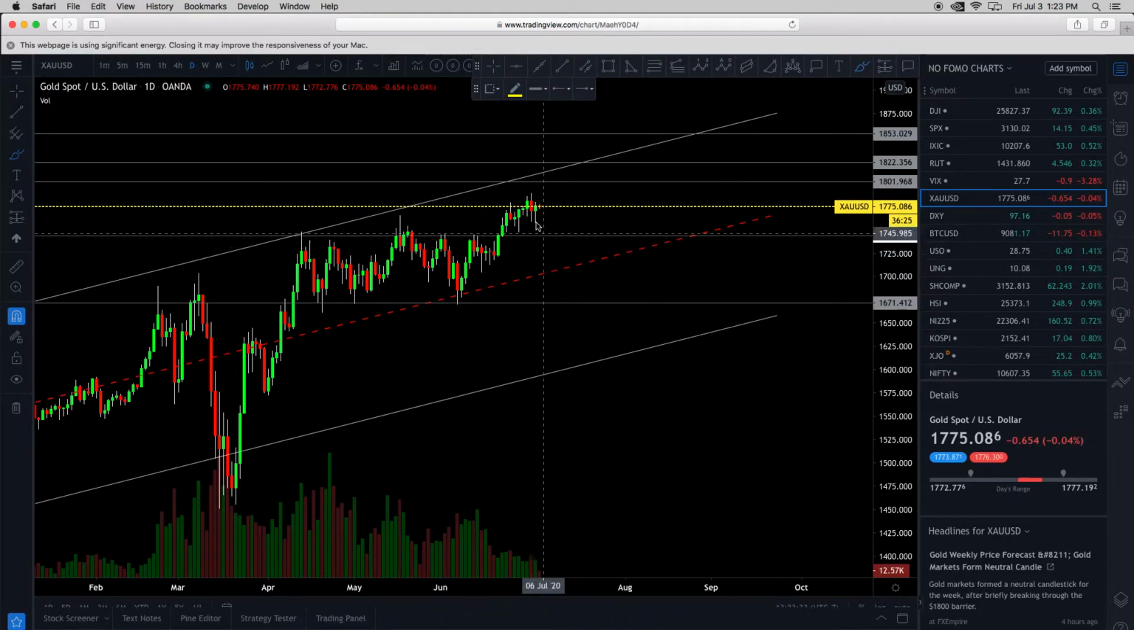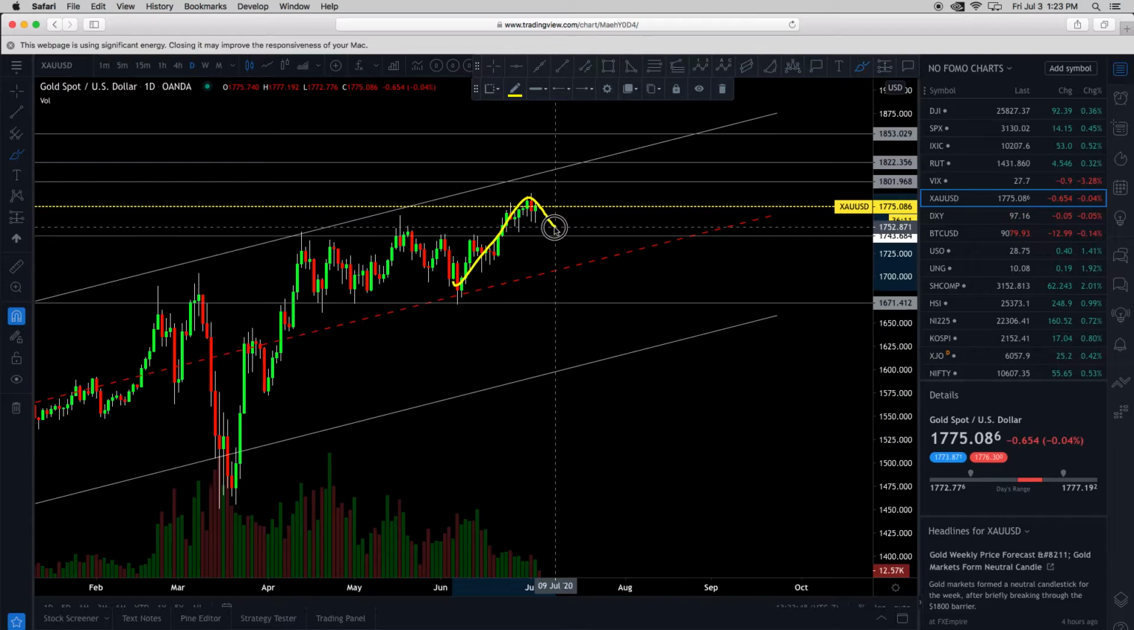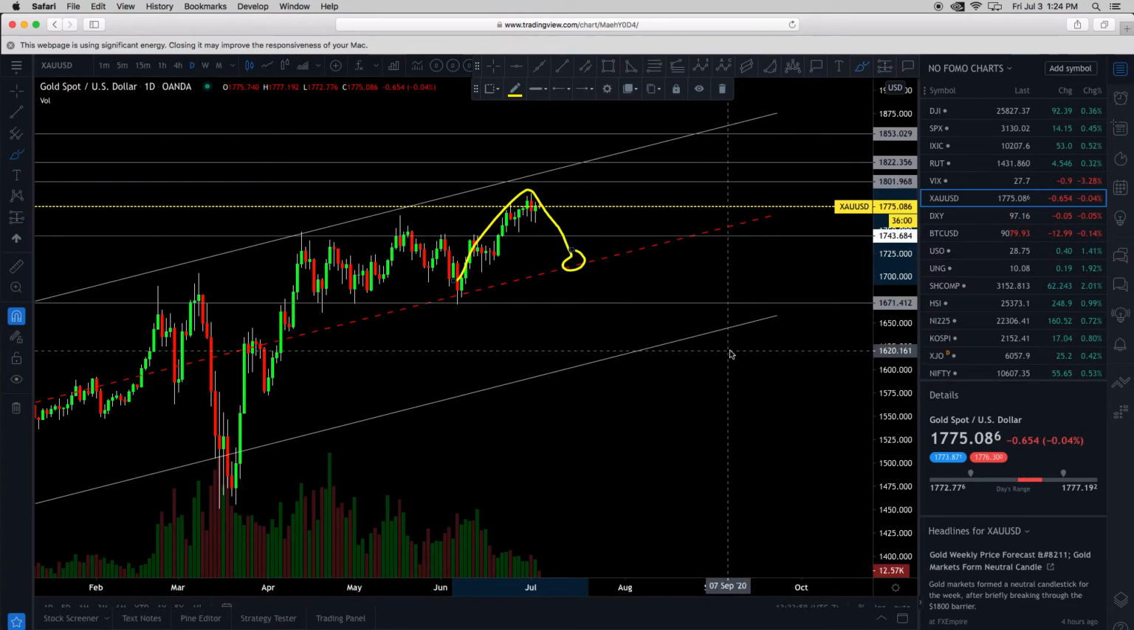So actually, the nearest target is 1750 right here. Do you see that? Because with charts, we have to have some kind of imagination based on experience. If it breaks out here, it's probably going to retest here. And then if all assets keep going up in the next month or two, the next obvious target would be up here, like 1800. Okay? If this support test fails, then we're going down to 1720.